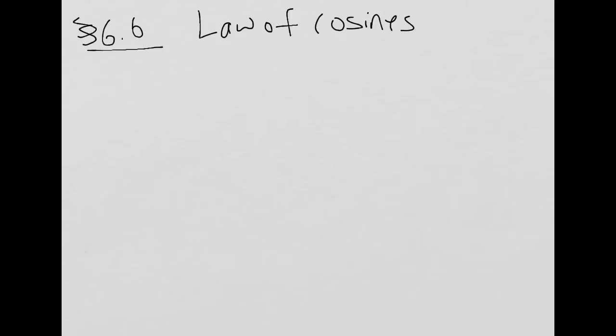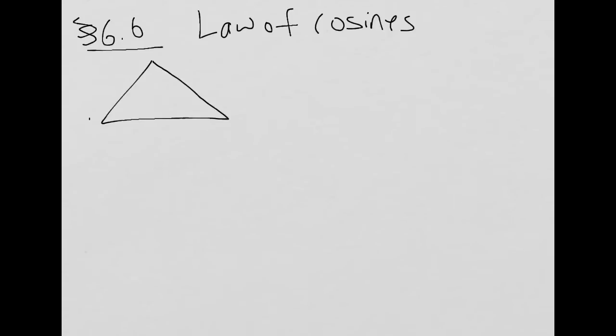Finishing out Chapter 6 with Section 6.6, we've got the law of cosines. Unlike the law of sines, the law of cosines can be helpful for finding unknown sides and unknown angles within a given triangle. Again, I'll just leave you to read the proof in the text, but there are a few different variations on it that we can see.